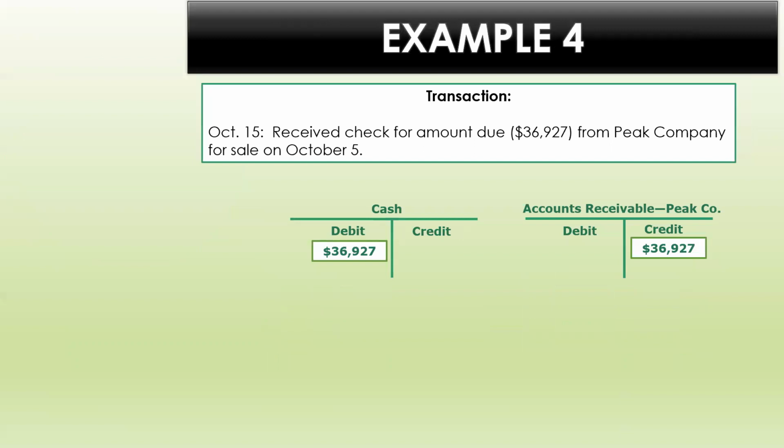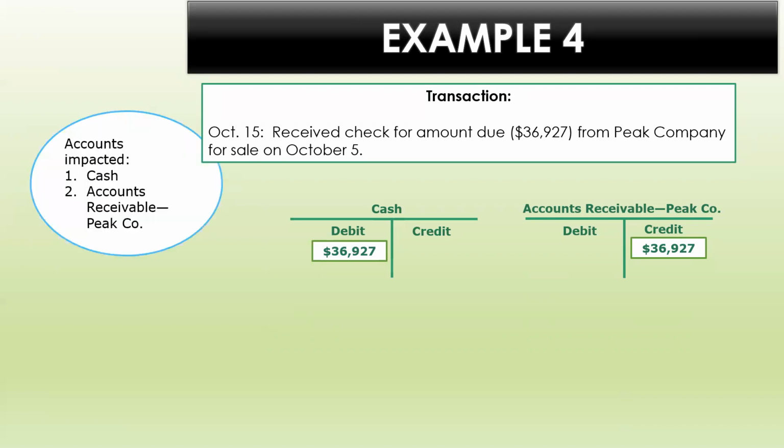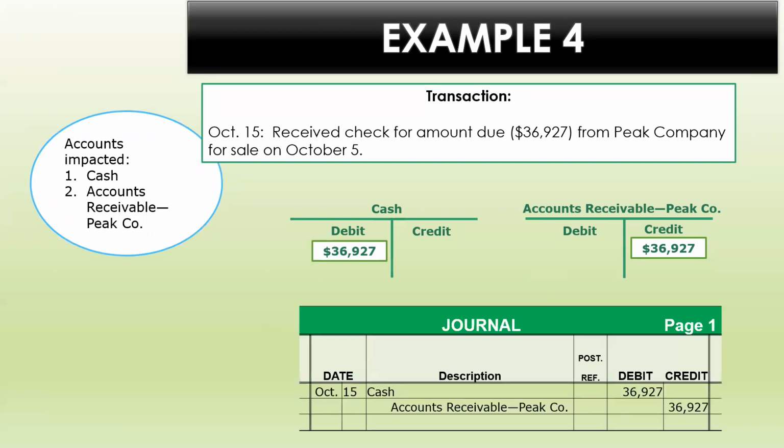Example 4, transaction. This one occurred on October 15th. Received check for amount due $36,927 from Peak Company for the sale that occurred on October 5th. For this example, we'll use the cash account and the accounts receivable Peak Company account. And this is what it looks like journalized.